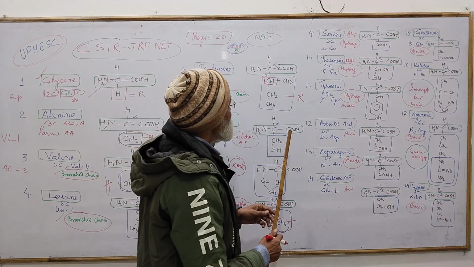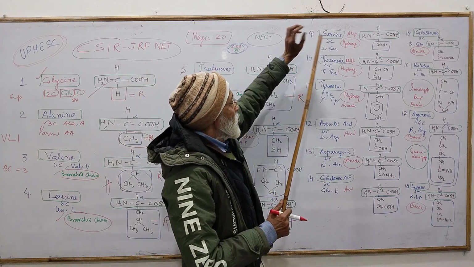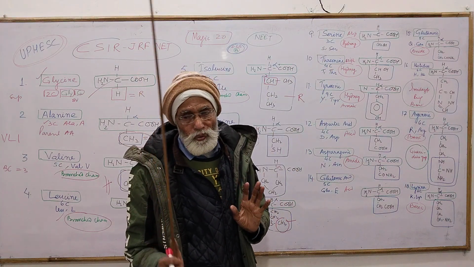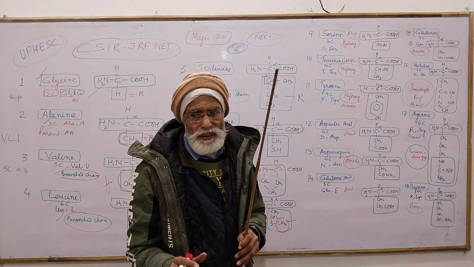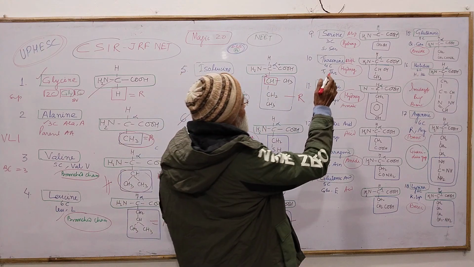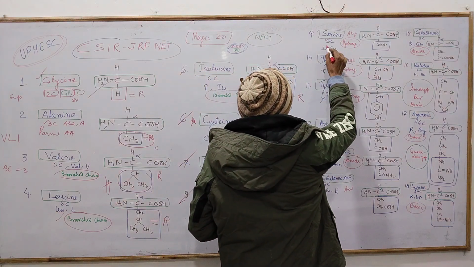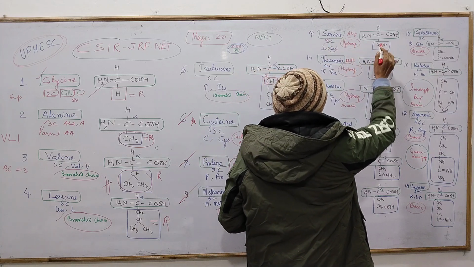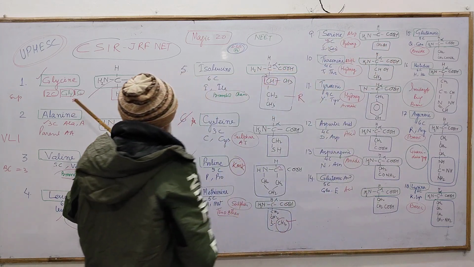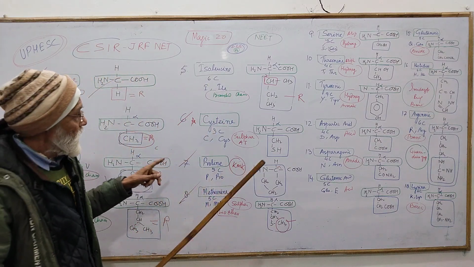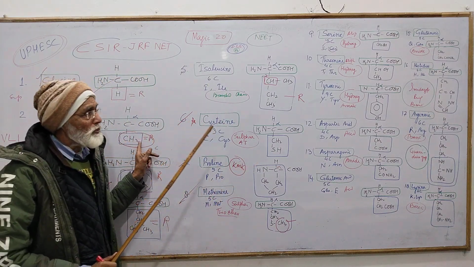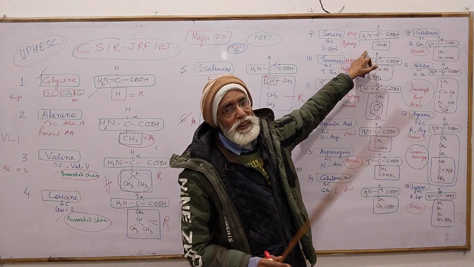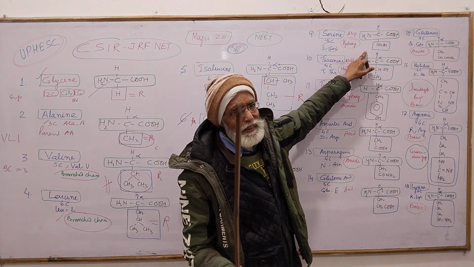Now 9th number, serine. This is the first aliphatic hydroxy amino acid. Why? Because in the R chain it possesses a hydroxyl group. You see here 3 carbon, S single letter, SER 3 letter, and it is alanine. If you see the alanine, it possesses a methyl group. Now the hydrogen atom of the methyl group is substituted by OH. That is why this is the first hydroxy amino acid.